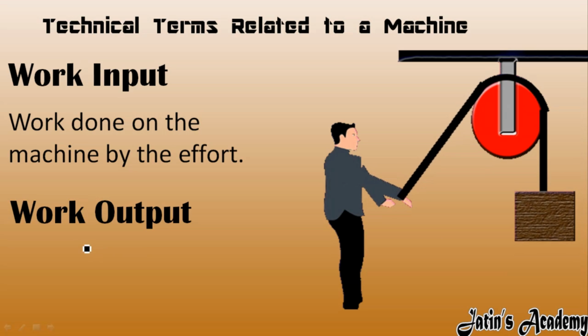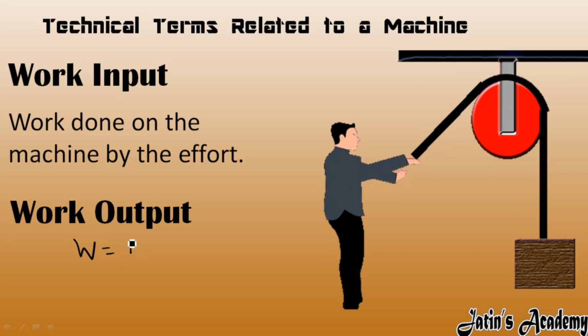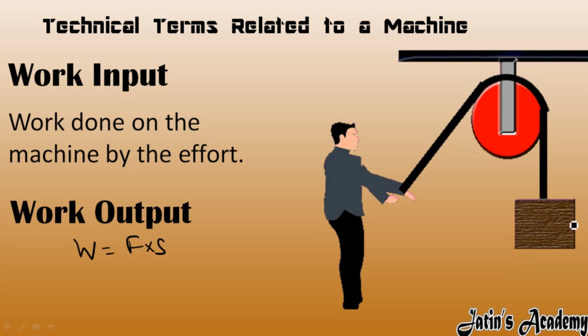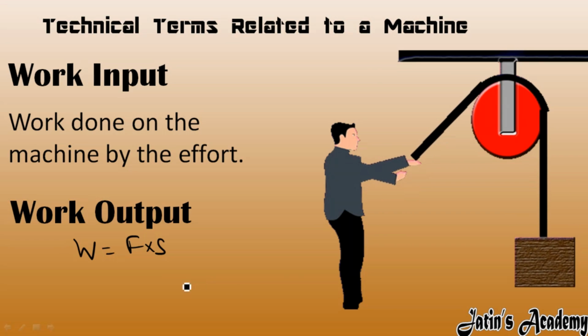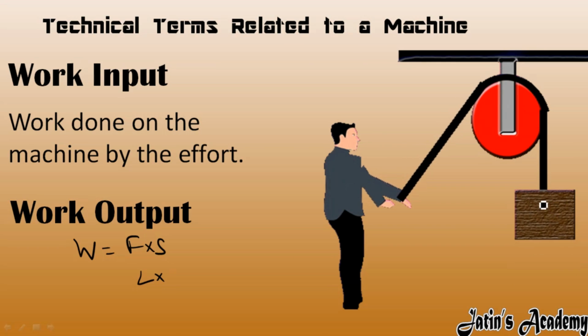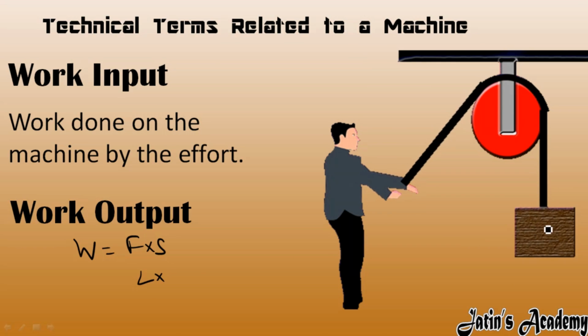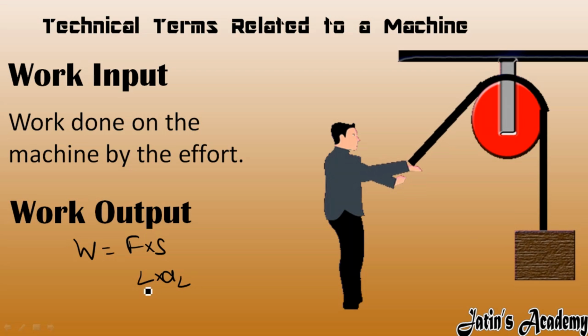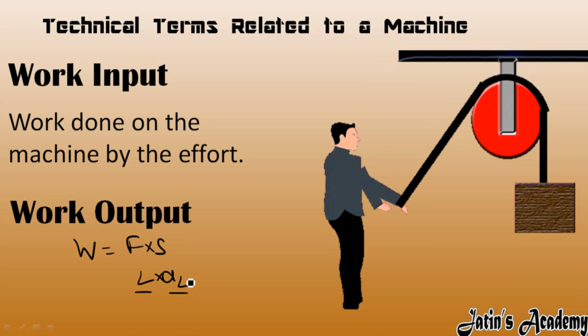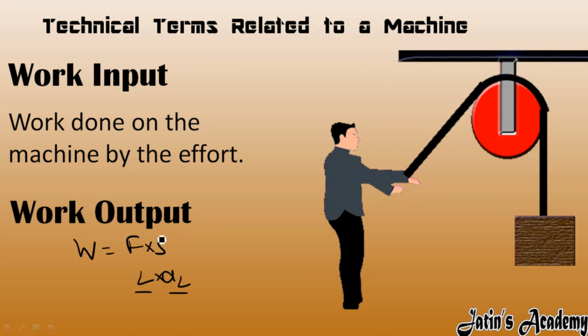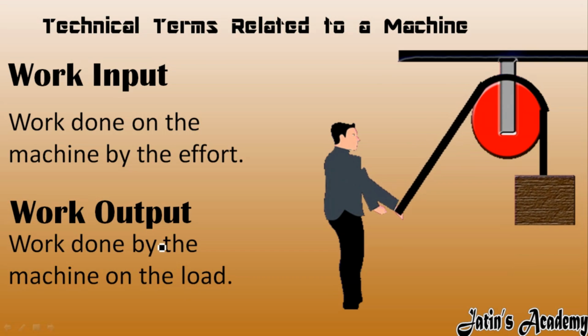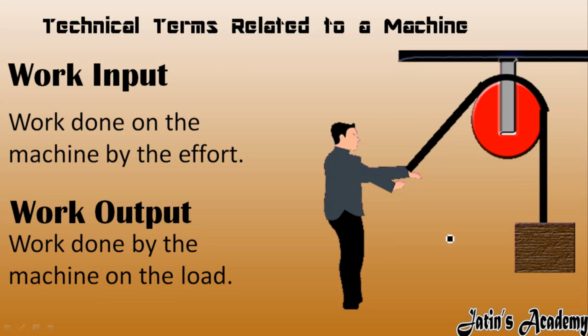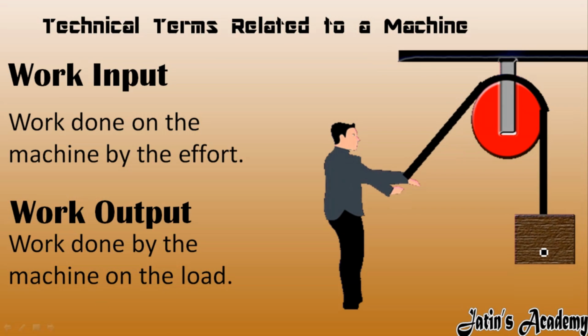Okay, so here for work output we have force into displacement. Force in this case means the force applied by the machine on the block, which is the load, and the displacement occurs on the load side, that is called displacement of load. So load into displacement of load is basically the work output. So what is the definition of work output? Work output is the work done by the machine on the load. This is called work output.